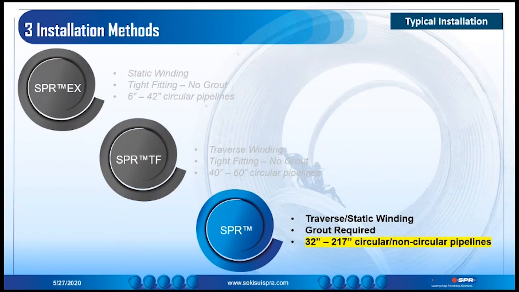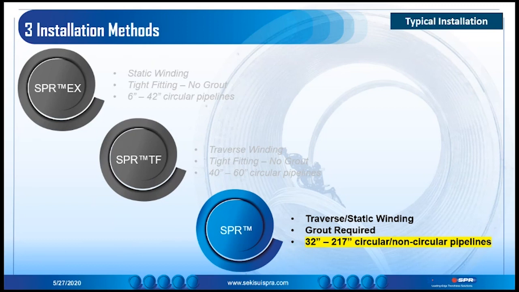I'm going to go ahead and jump back in. We've got SPR TM, and with that, I'm going to turn it over to Chris for his input on SPR TM. Thanks, Jackie. When considering the use of our fixed diameter liners, the diameter of the host pipe will determine whether we will utilize a static or traverse winding system.